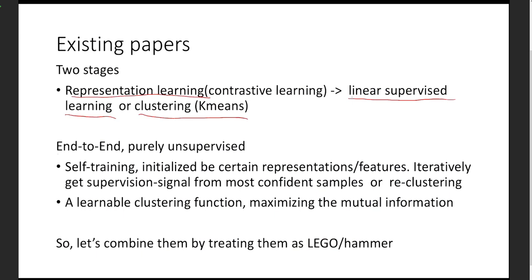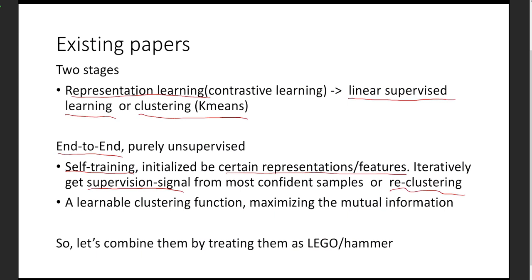The second type is the end-to-end, purely unsupervised method. In those methods, there are two types. One is like self-training. They are initialized by certain features, and then they iteratively get supervision signal from the most confident samples. Then it's a self-labeling or self-training method, or they can do the reclustering method.